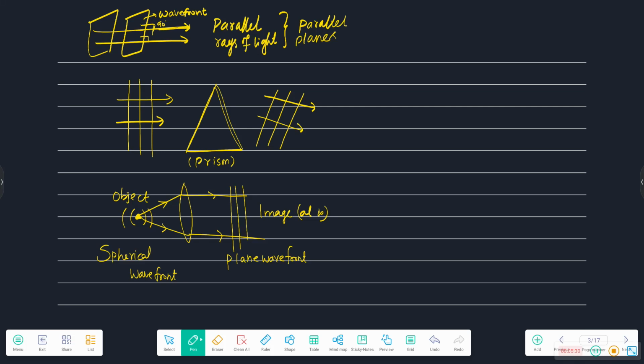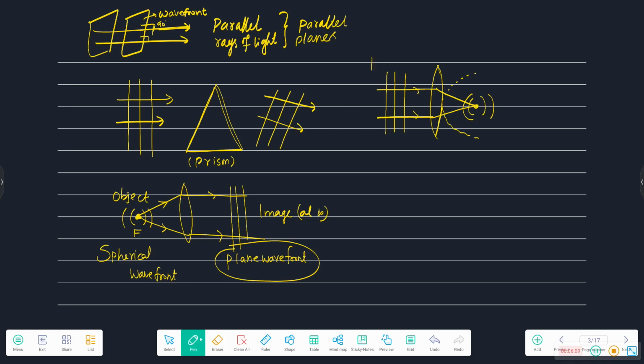Try to understand. Whenever an object is at the focus of a convex lens, the image will be at infinity, and the image wavefront will be a plane wavefront. Similarly, if parallel rays are coming to a convex lens, so our object is at infinity, then after refraction I'll have a spherical wavefront, like this.